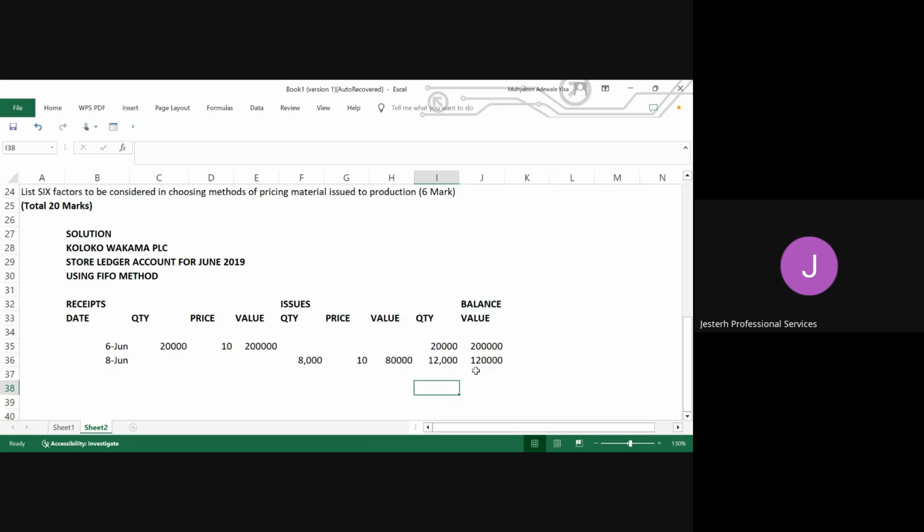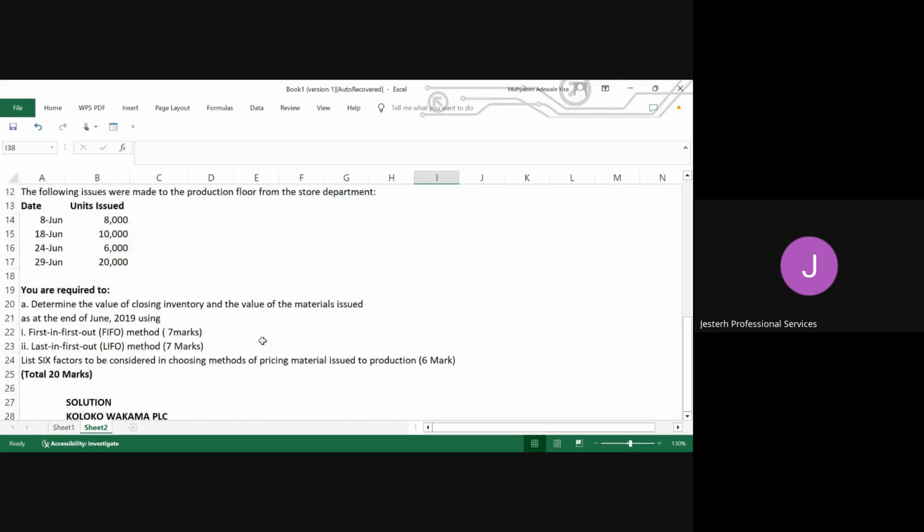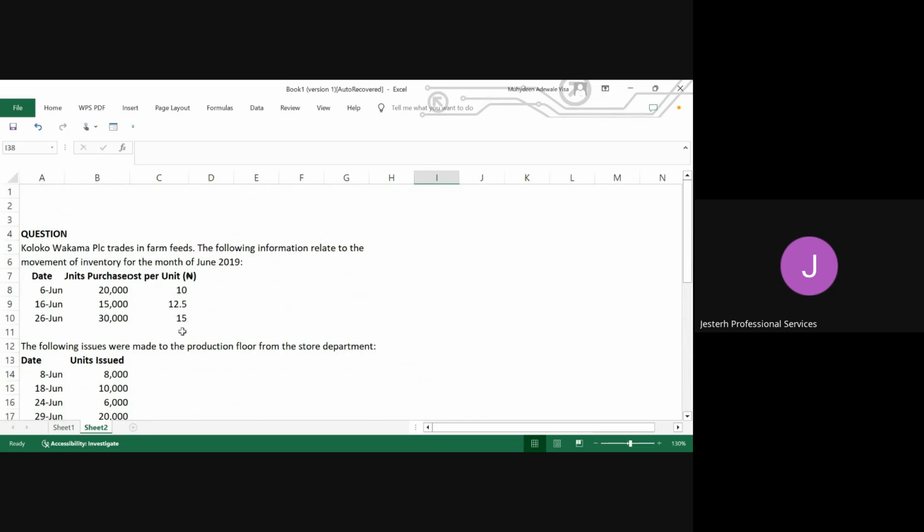How do we get this 120? Remember, the purchasing price per unit is 10 naira, which means we are still within the range of what we purchased at 10 naira. It's that same product that we are still issuing out. Then we still need to maintain the unit price of what we purchased this product at. I believe you got the explanation very well. Now let's move to the next step.